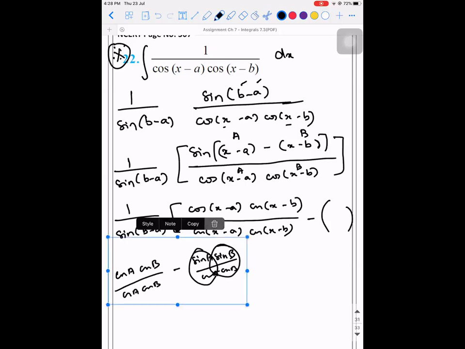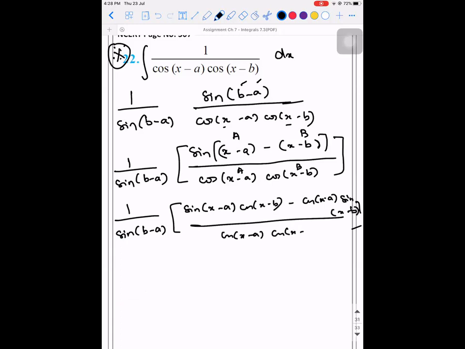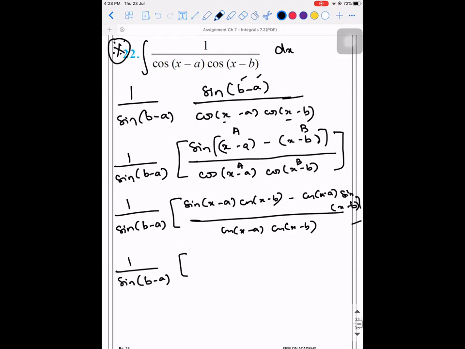I just converted it to sin. So sin of x minus A minus B: can you tell me now? It is sin A cos B minus cos A sin B, into x minus B, the whole divided by cos x minus A into cos of x minus B. Okay, split the denominator to each term. So 1 by sin of B minus A will be the integral of, now tell me what can we do?